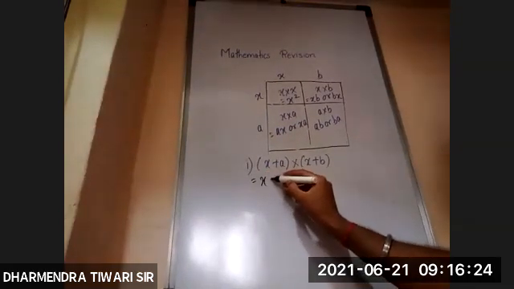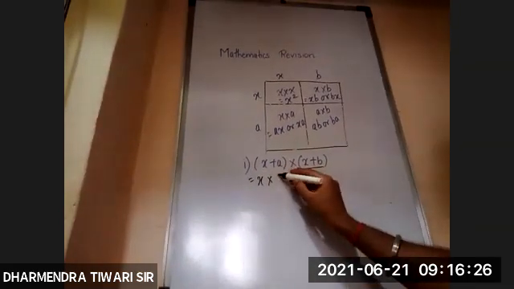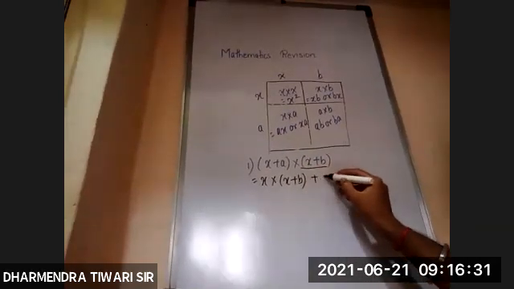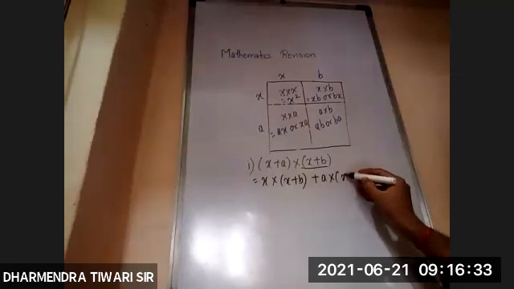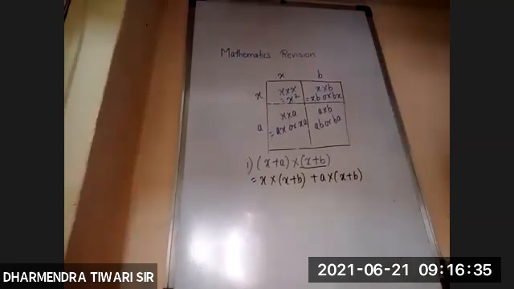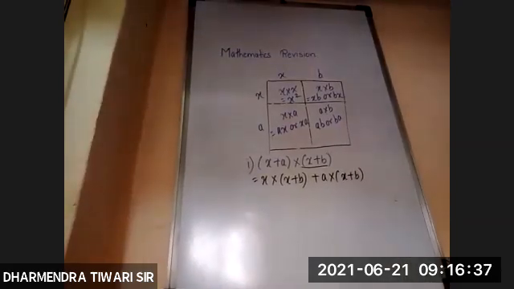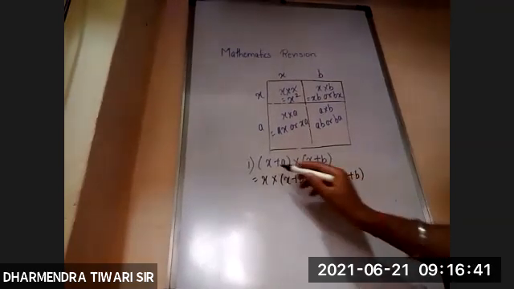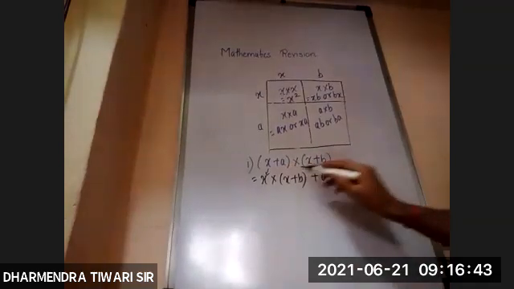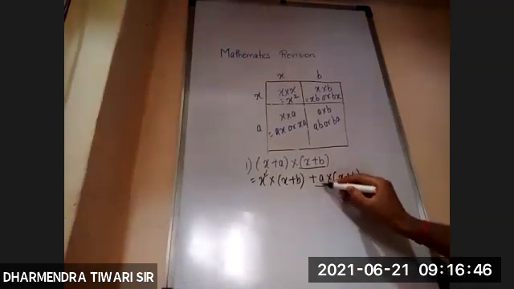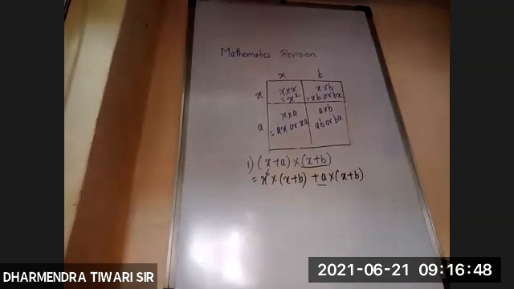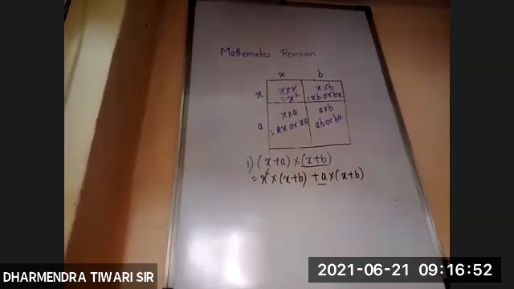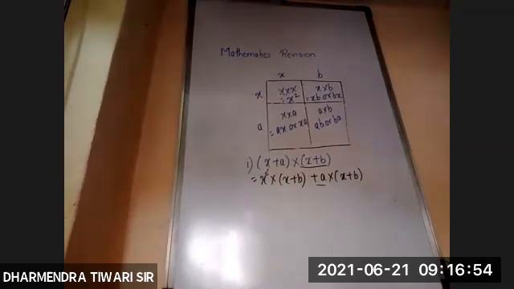write this x into the second bracket, that is x plus b. Next, plus a into x plus b. Very simple. This is the first term with the whole second bracket, and the second term with the whole second bracket. The first bracket is splitted over the second bracket.